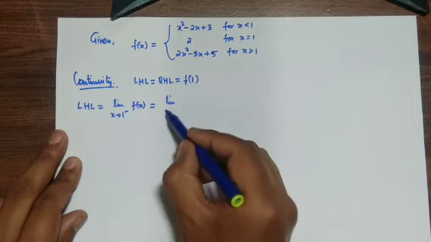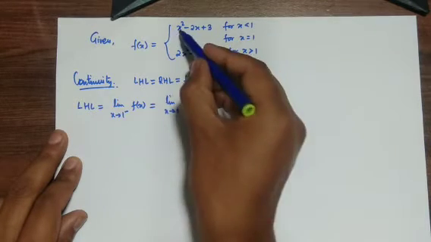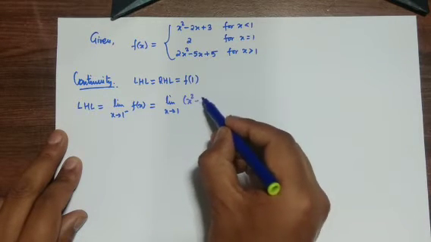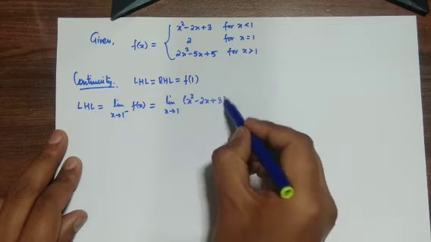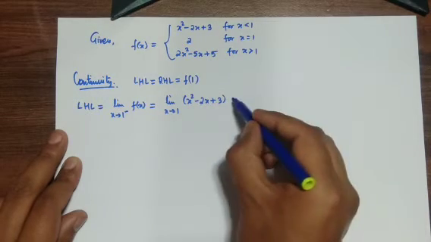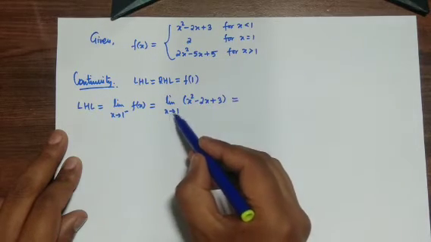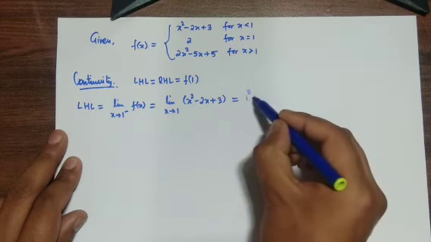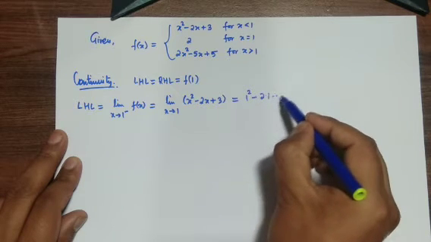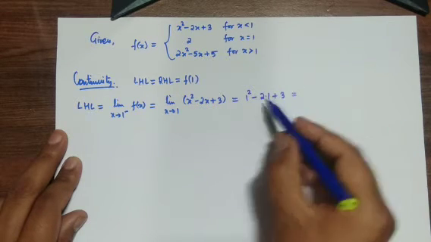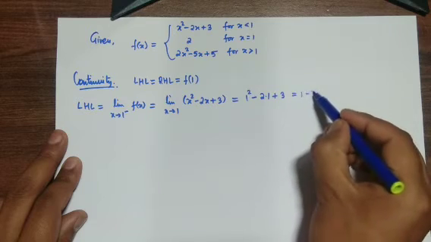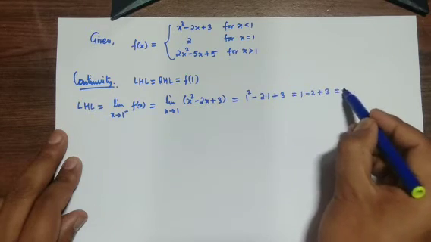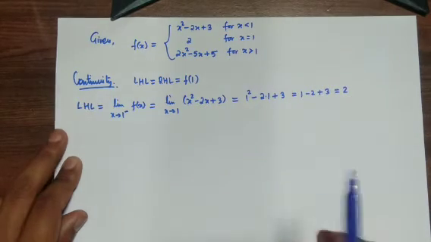So this can be written as limit x tends to 1, where f(x) is x squared minus 2x plus 3. Now let's put the value of x to be 1. So we have 1 squared minus 2 into 1 plus 3, which is equal to 1 minus 2 plus 3, which is equal to 2. So this is my left hand limit.